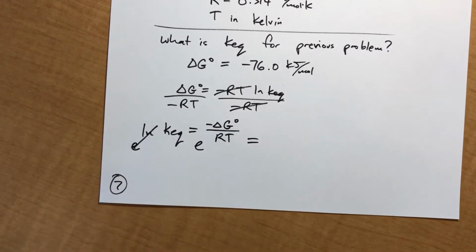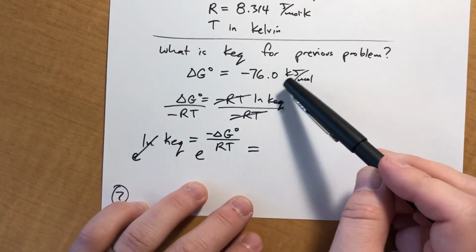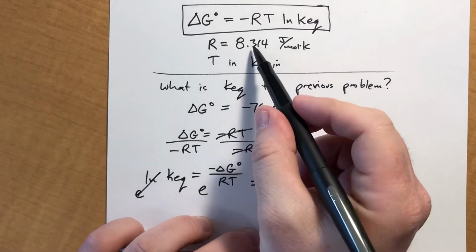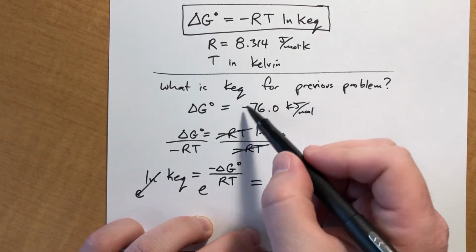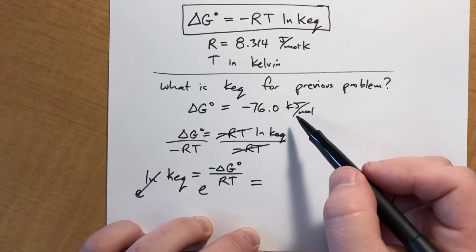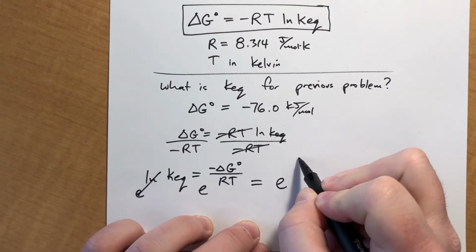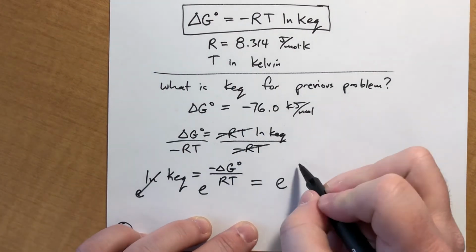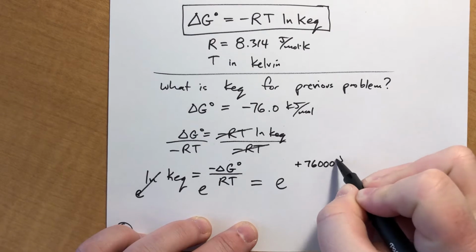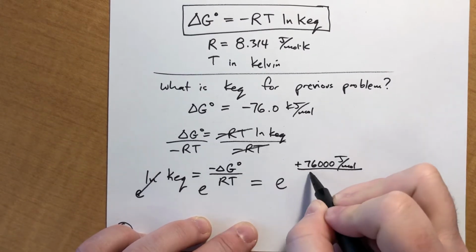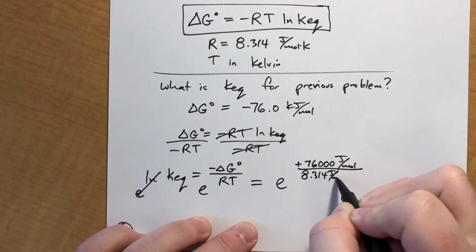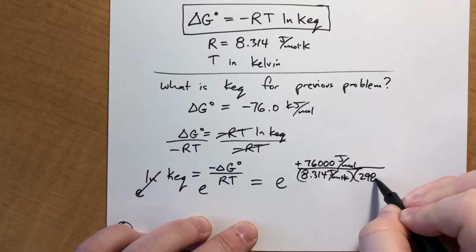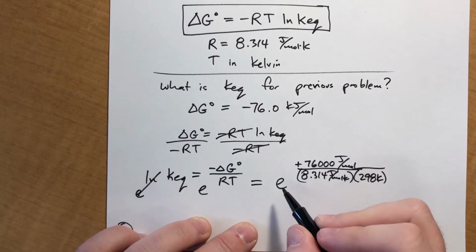Well, we have all of those values. This value is 76.0 kilojoules per mole, but this value is in joules per mole. So something's got to give. We either need to make this kilojoules or make this joules. I'm going to make this joules, so we're going to multiply this by 1,000. So our answer is going to be e to the, negative times negative, so positive 76,000 joules per mole divided by R, which is 8.314 joules per mole Kelvin, times 298 Kelvin, and all of this is an exponent of e.